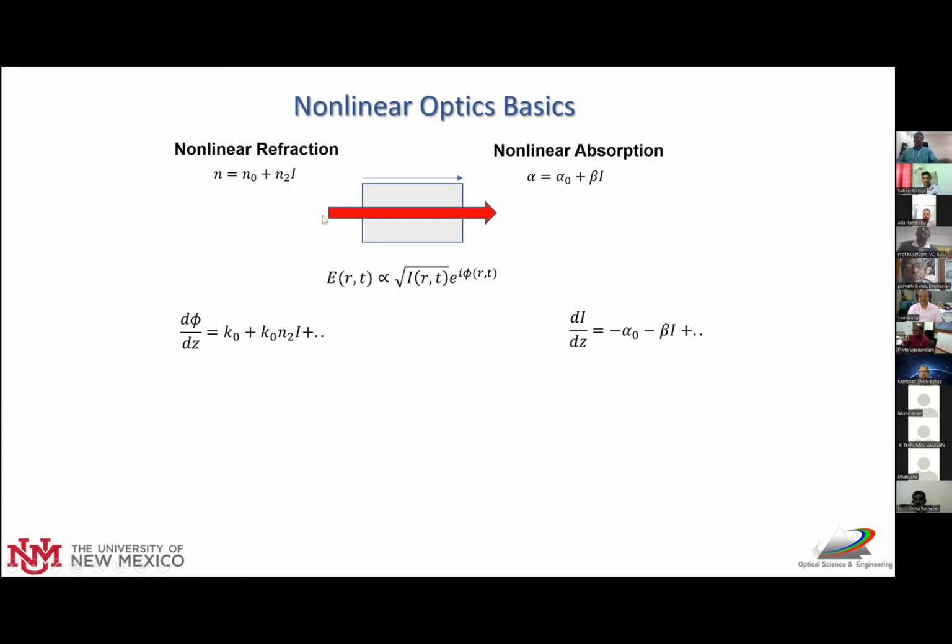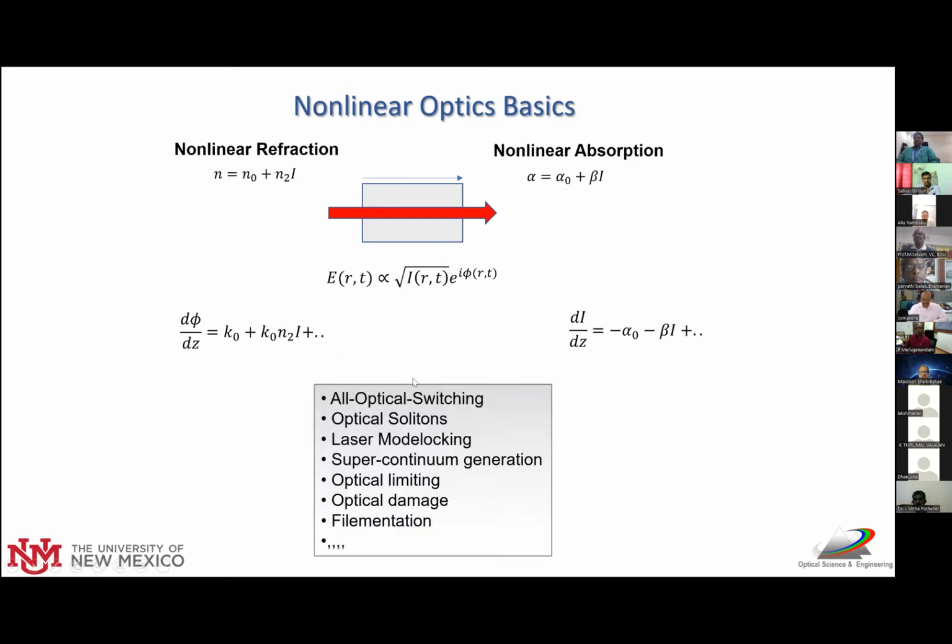As an optical field propagates, the intensity evolves following Beer's law, where you have linear absorption, and then here you have two-photon absorption, for example. And the phase evolves as shown here, proportional to the change of index, which is n2 times I.